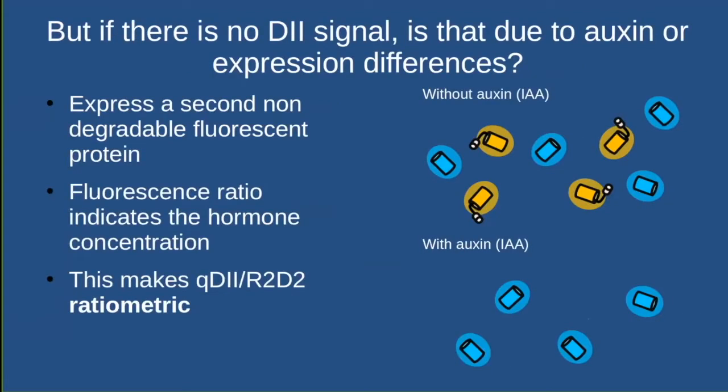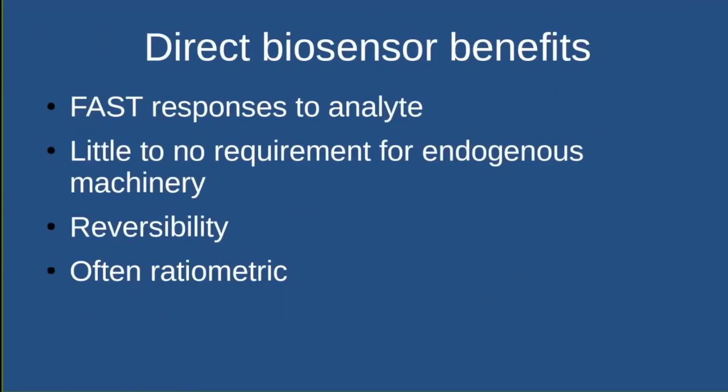You can make these degron sensors ratiometric as well by expressing a second non-degradable fluorescent protein. And then to quantify your auxin, you would take the ratio of the emissions of the two fluorescent proteins to get an indicator. And this helps with tissue-to-tissue variation in expression. And also when you're imaging deeper tissues, things tend to be dimmer, so it helps account for that as well. But both of these different styles of reporters have several flaws.